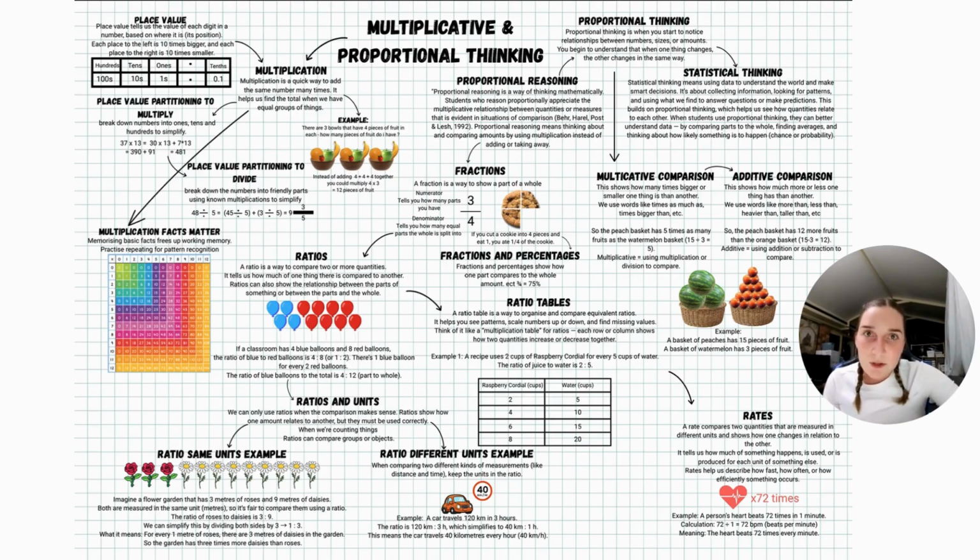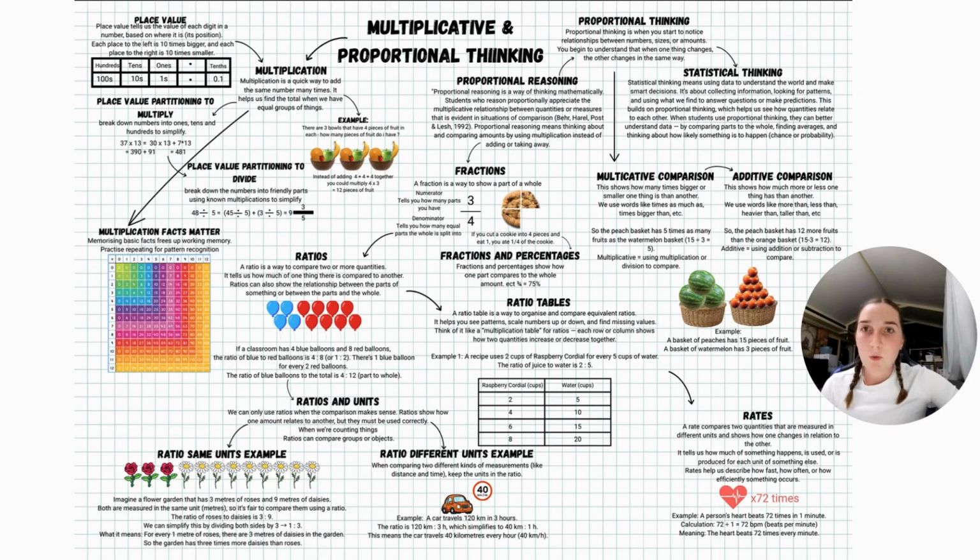And then we can move on further from that to place value partitioning to divide, where you break down the numbers into friendly parts using known multiplications to simplify. So 48 divided by 5, you can break down further to be 45 divided by 5 plus 3 divided by 5. So 45 divided by 5 is equal to 9, and you can't divide 3 any smaller by 5, so it's 3/5. So the total is 9 wholes and 3/5.